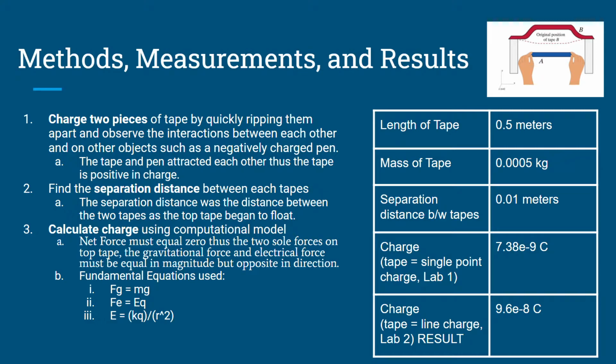Now, for the measurements and results. We have the length, mass, and separation distance of the tapes that we were able to measure and calculate. And now, in Lab 1, we found the charge of a tape as a single point charge concentrated in the middle, and we found it to be 7.38 times 10 to the negative 9th coulombs. While in Lab 2, this lab, we considered the tape as a line charge, and we found the charge to be 9.6 times 10 to the negative 8th coulombs, which is significantly bigger.